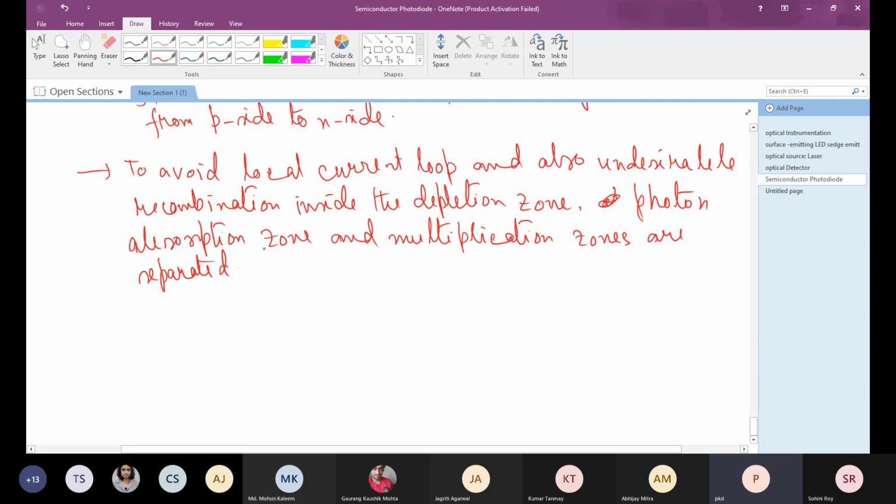So the basic structure is now modified a little bit. We have a heavily doped P-type and heavily doped N-type. Then we have lightly doped in between narrow P-type, and there is a multiplication zone, and in between there is a depletion layer.